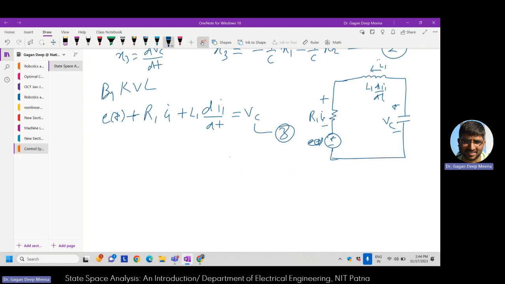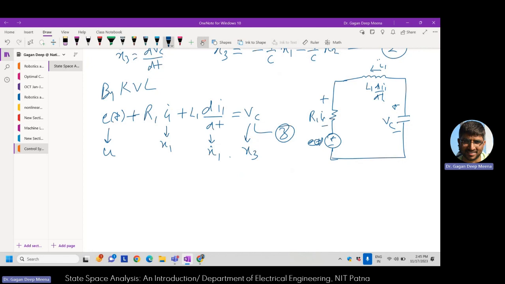And as I know that I1 is my x1, and here we can see that di1 dt is there. So this will become x1 dot, and VC is x3 already, we know that. And E of t is, as we can see, acting as the source for this particular circuit. So we know that it's acting as the input to this system. So E of t, we can write it as U.